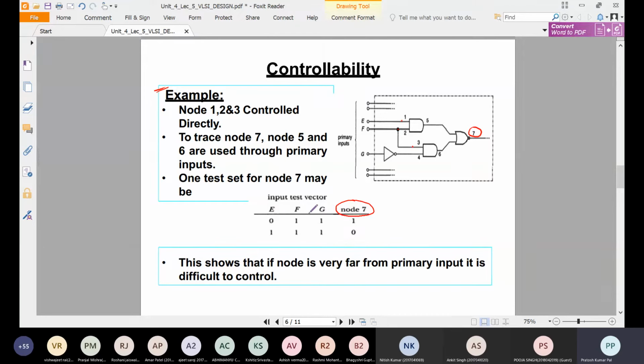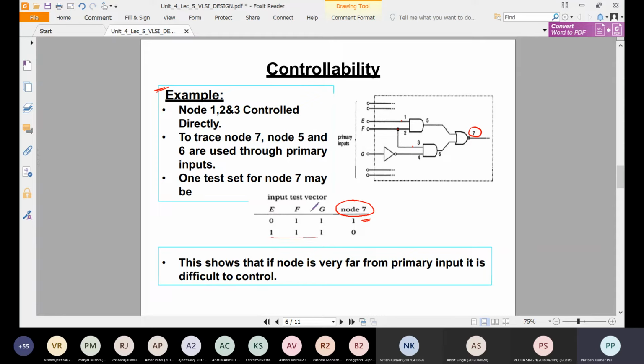So if we are providing EFG equal to initially 0, 1, 1. So if we provide E equals 0, F equals 1, and G equals 1, then node 7 voltage will come out to be 1. Similarly, if we want to apply another primary input, that is this one, 1, 1, 1.